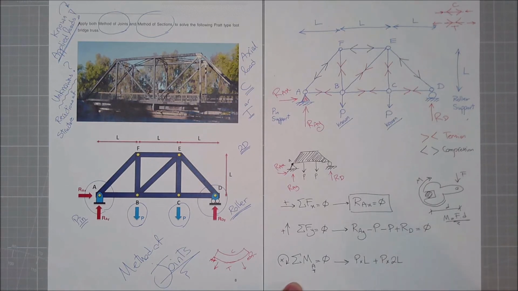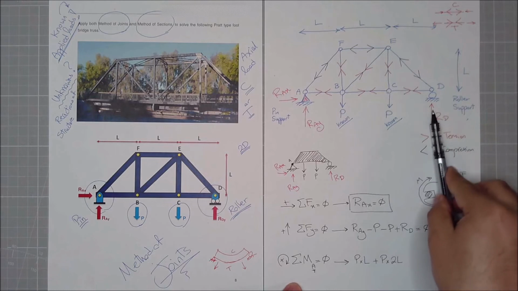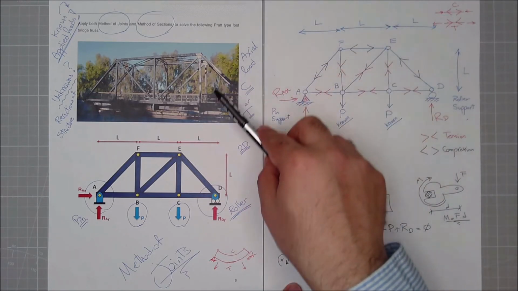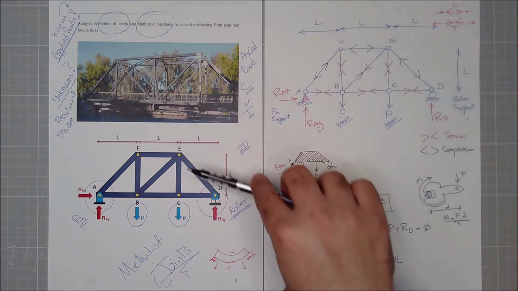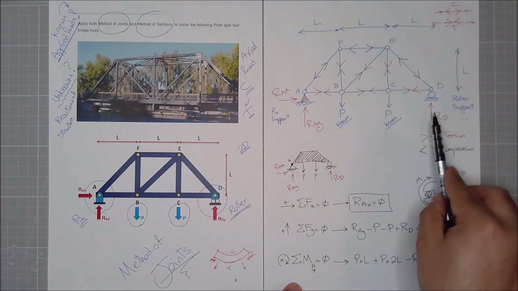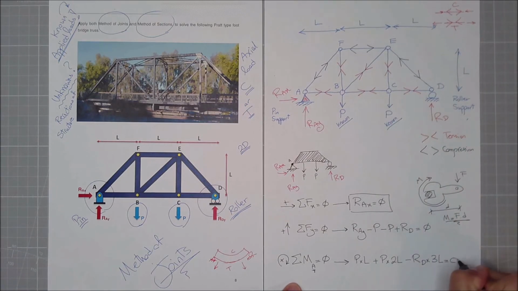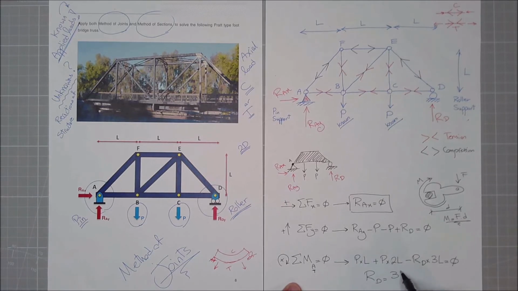So times 2L. And then look at here, I have an RD here, which has a distance to point A. But this time, following the arrow with the center of A, I can see I'm going anti-clockwise. So it's negative RD times its perpendicular distance, which is from here all the way to point A, which is 1, 2, 3L, equals zero. If I simplify this, I'll get RD equals 3PL divided by 3L. You see, 3L here and 3L here. I'll bring the P's on one side, RD on the other side, and this and this and this and this go, and I end up with RD equal to P.